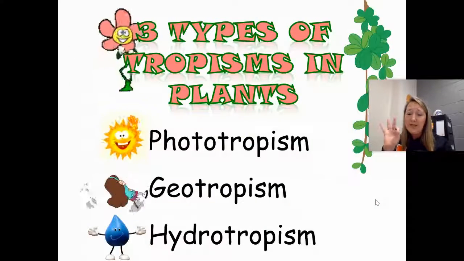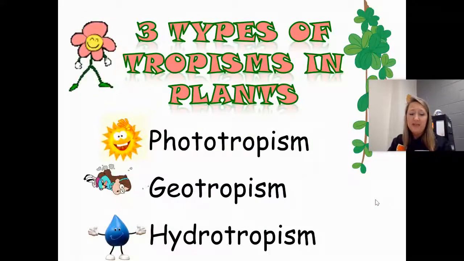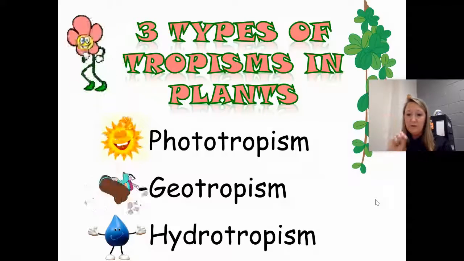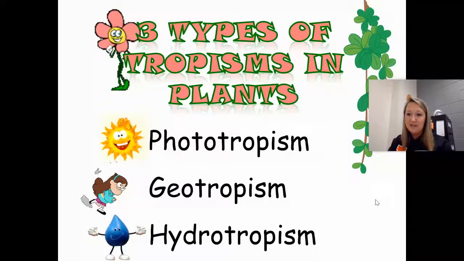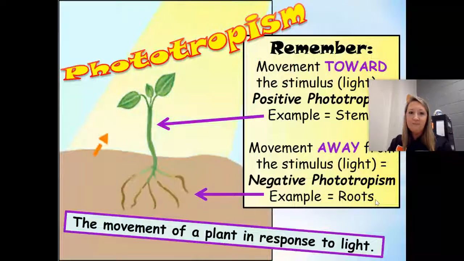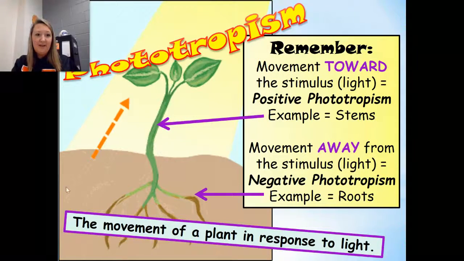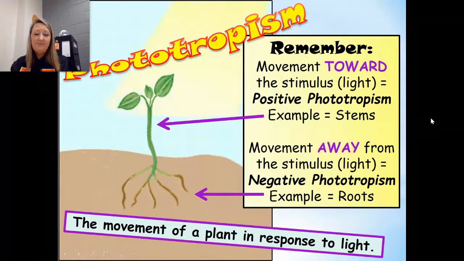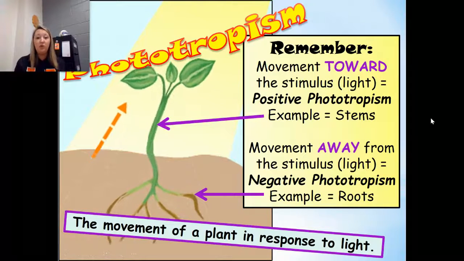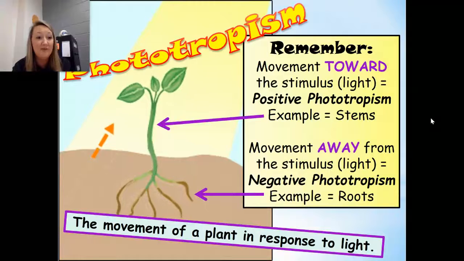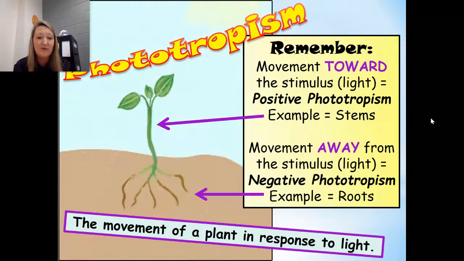There are three main types of tropisms in plants: phototropism, geotropism, and hydrotropism. And we're going to talk about what each one does. Phototropism. Phototropism happens when there is movement towards the stimulus. And in this case, photo means light. Remember, we talked about photosynthesis.